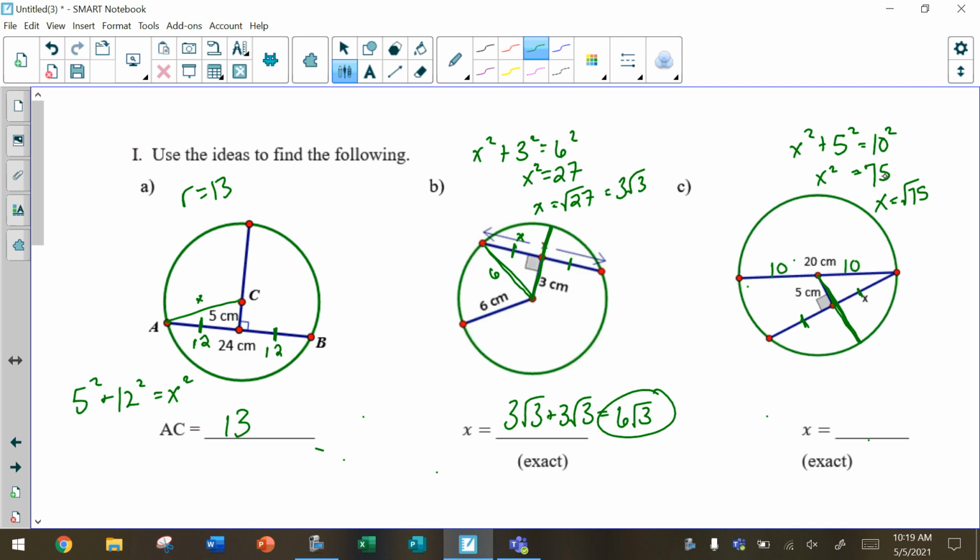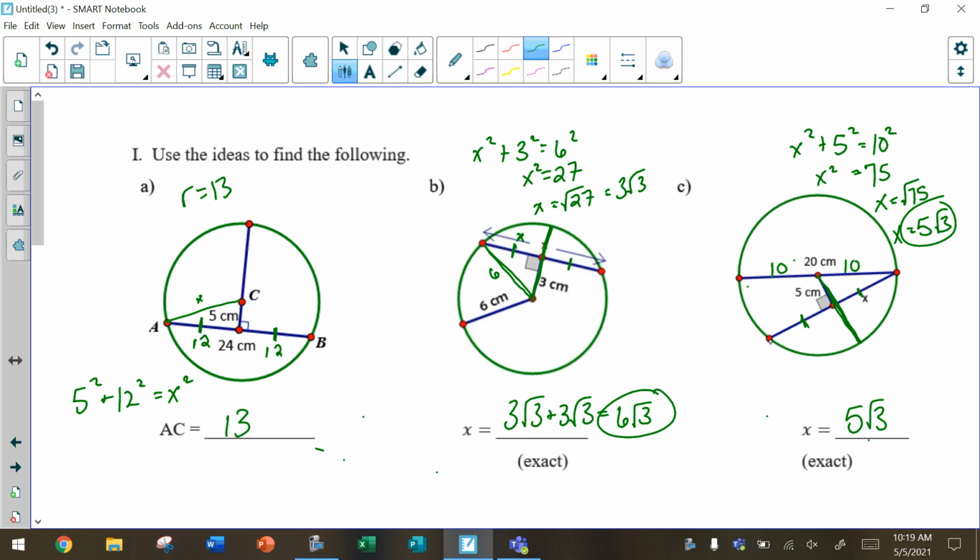So x squared is 75. X is the square root of 75. Well, what times what is 75? Well, that's 25 times 3. And the square root of 25 is 5, so that's 5 radical 3. So this half of the chord is 5 radical 3. The whole chord would be 10 radical 3.